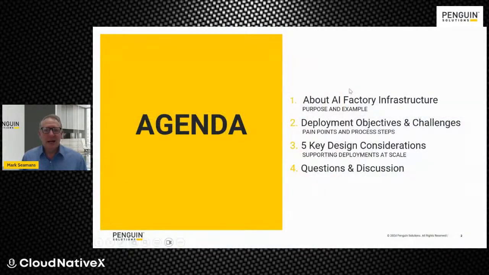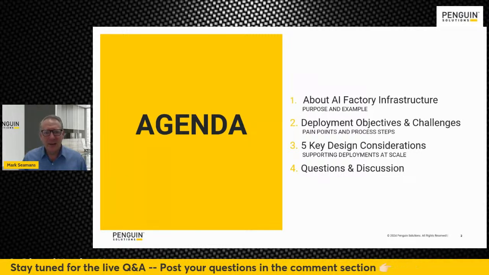What we're going to cover today is a little bit of background on AI infrastructure, the purpose of the infrastructure, where we focus, and a quick example of how it all fits together. We'll touch on some of the deployment challenges that you're going to face. It gives context as we talk about the design considerations, and allows us to focus on the challenges we're making sure we address. Then we'll get into some of these key design considerations, and we'll have a little bit of time at the end for Q&A. So let's go ahead and jump in.